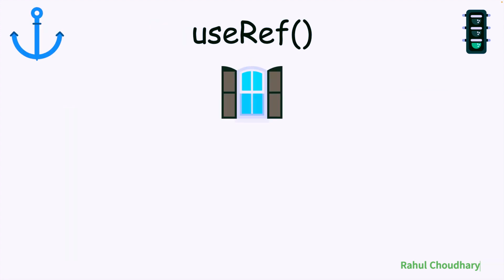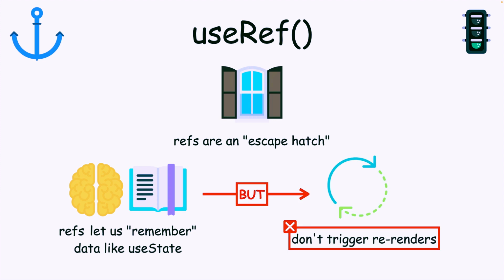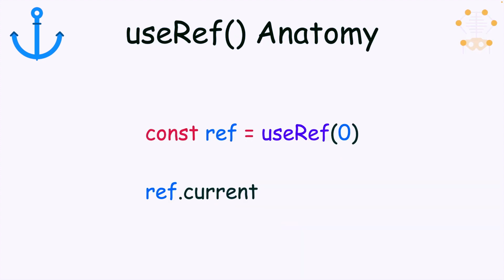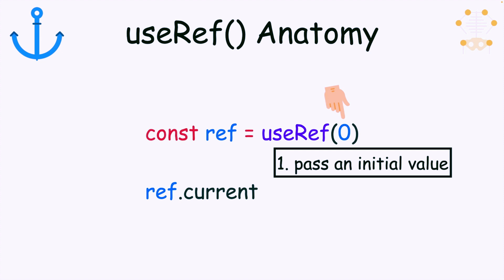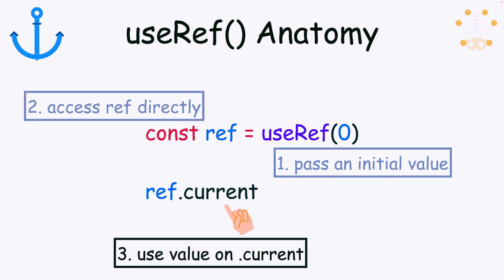Like effects, refs are a way to step outside of React. The useRef hook is kind of like useState. It lets us remember data, but without triggering a re-render. Like useState, refs can be given any data value, but it's simpler because it returns only one value, which is whatever you passed it. And to access the underlying value, you can use the current property.